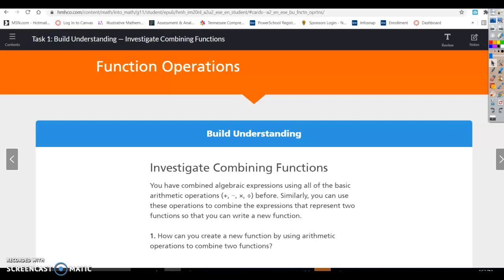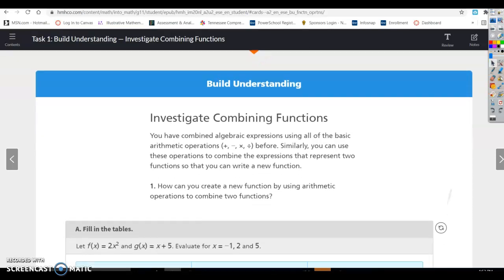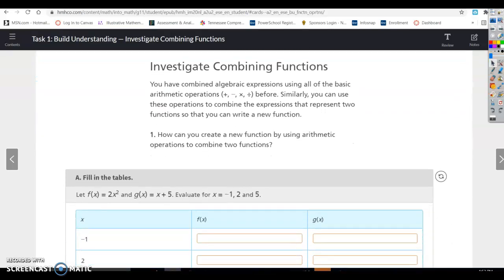Today we're going to talk about lesson 4.1 and we're going to start with task 1. So if you want to follow along, you can. Alright, function operations. So investigate combining functions.